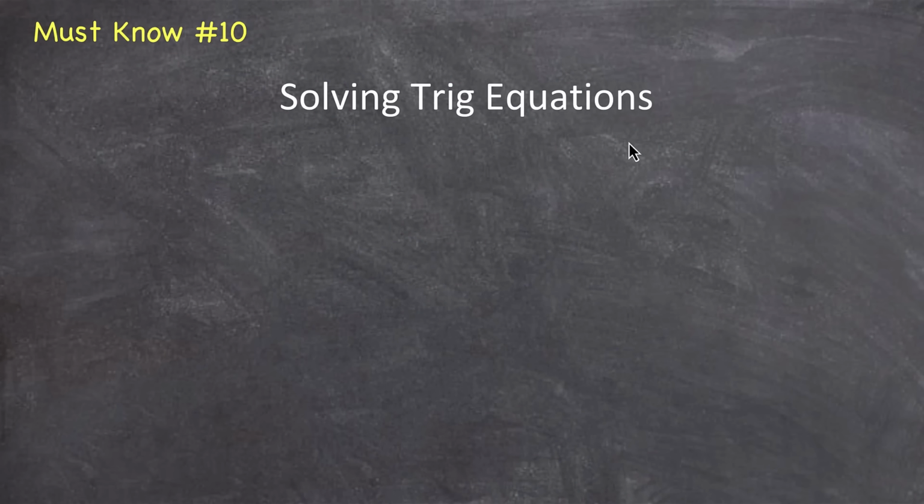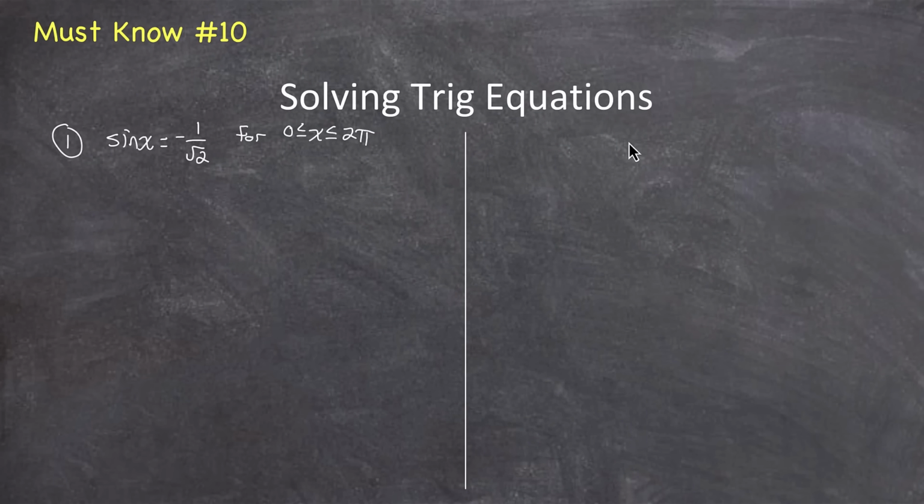Must know number 10, solving trig equations. I'm going to give you two trig equations to solve. The first one is sine x equals negative 1 over root 2. And for this one, I only want the solutions between 0 and 2 pi, which means only the solutions in the first cycle of this function.